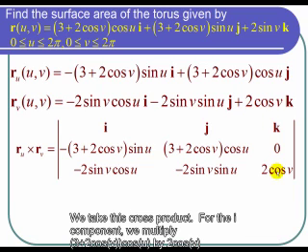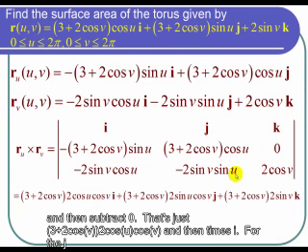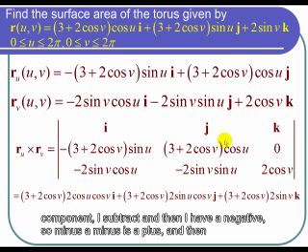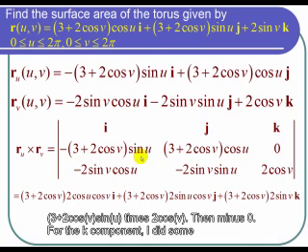So we take this cross product. For the i component, we multiply 3 plus 2 cosine v times cosine u by 2 cosine v, and then subtract 0. And that's just (3 plus 2 cosine v) times 2 cosine u cosine v, times i. For the j component, I subtract. Then I have a negative, so minus a minus is a plus. And then (3 plus 2 cosine v) sine of u times 2 cosine v, and then minus 0.